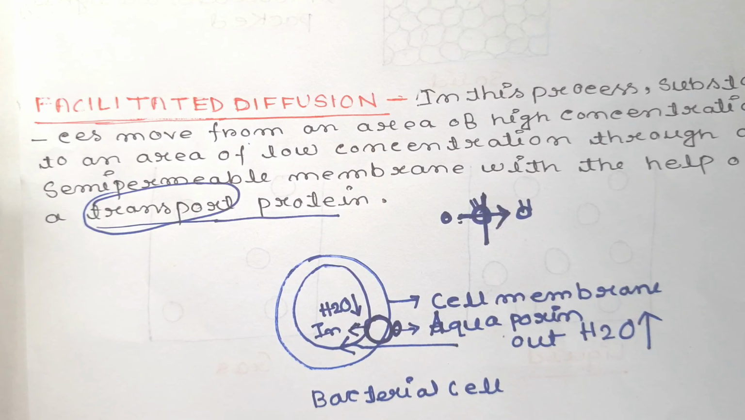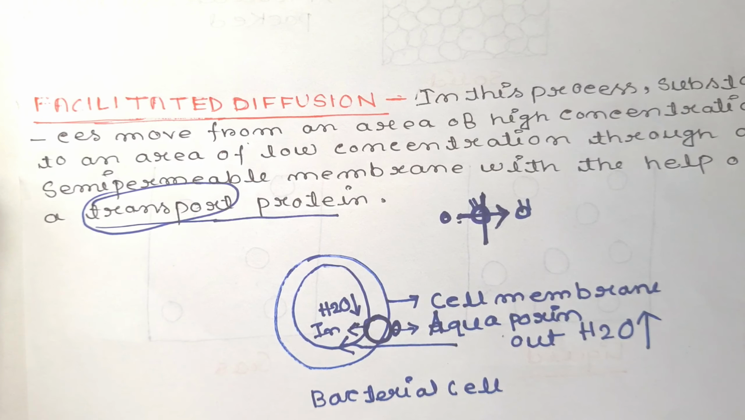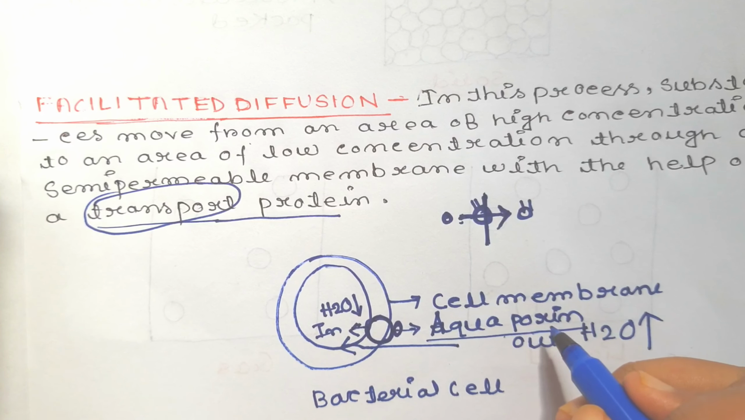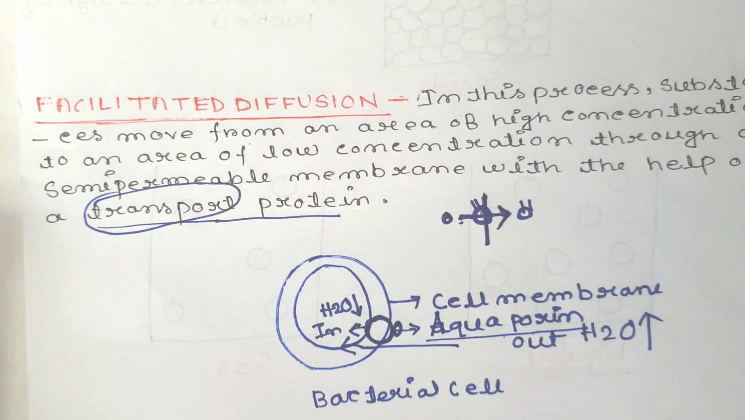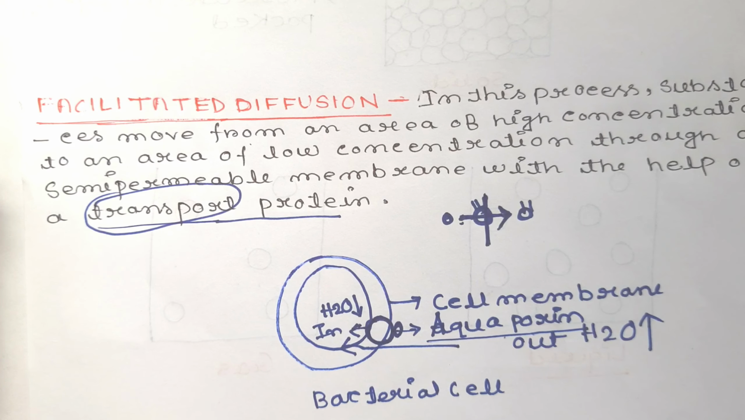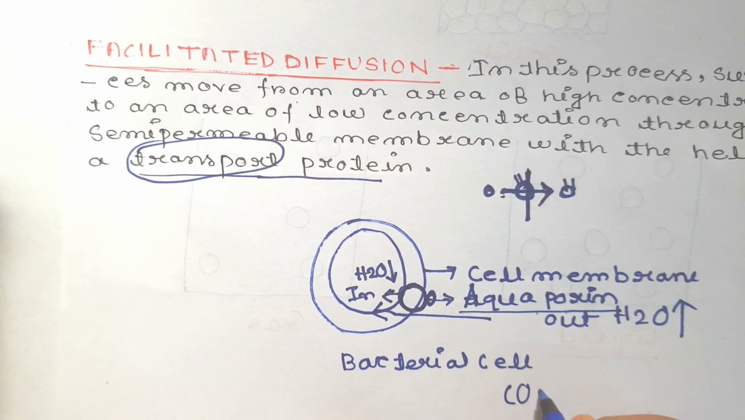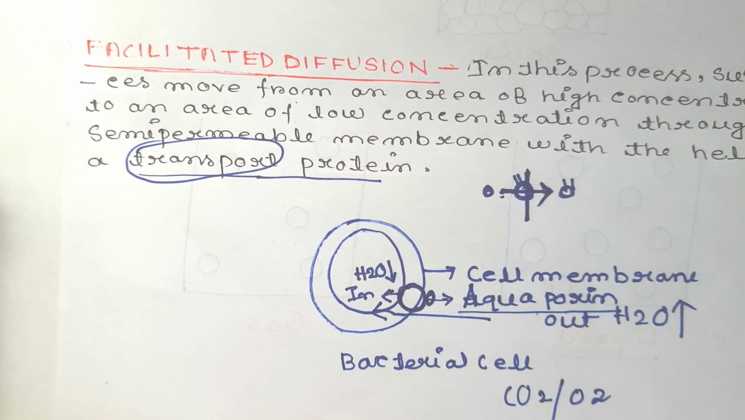Okay, so what is the function of this aquaporin protein in this process? This protein facilitates the process. That's why it is known as facilitated diffusion, that means some protein which facilitates the process. Not only water molecules, several other ions and gases like CO2 or O2 will also move using this process.